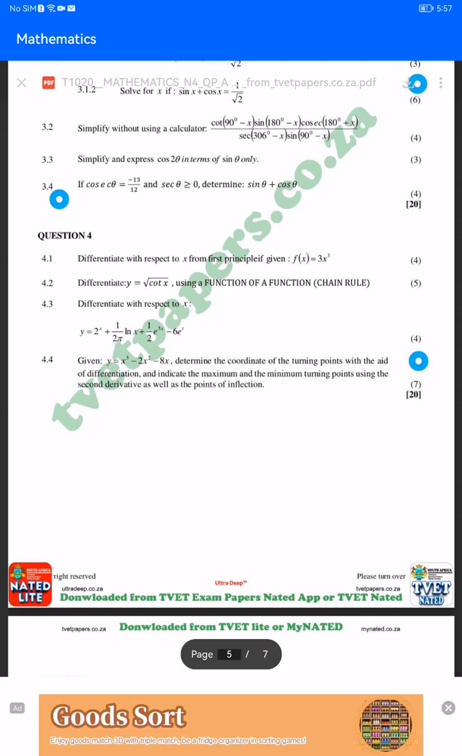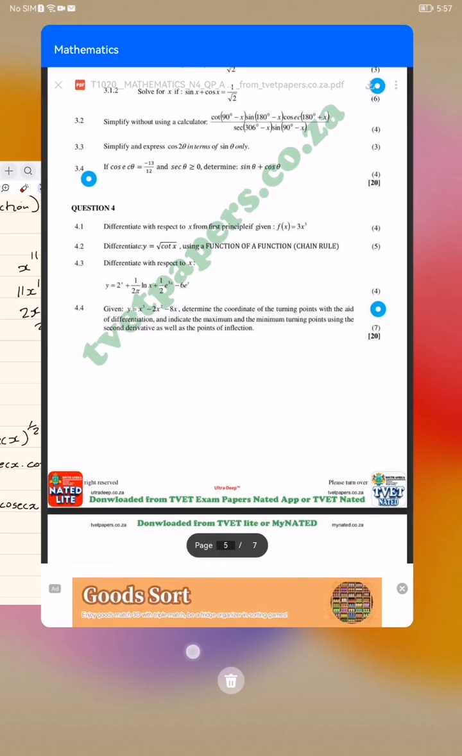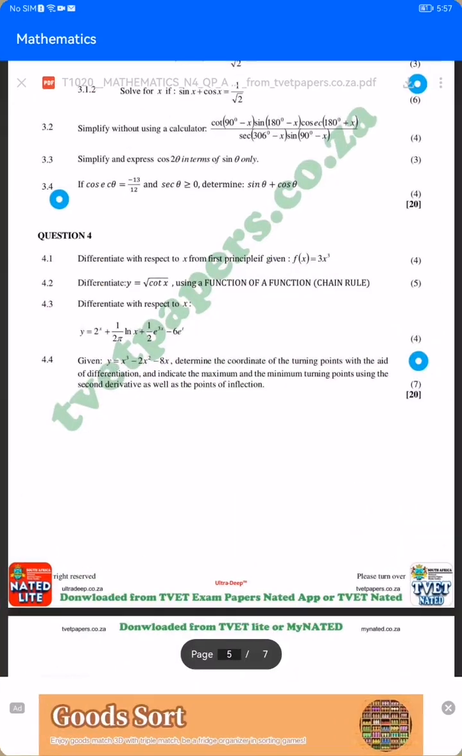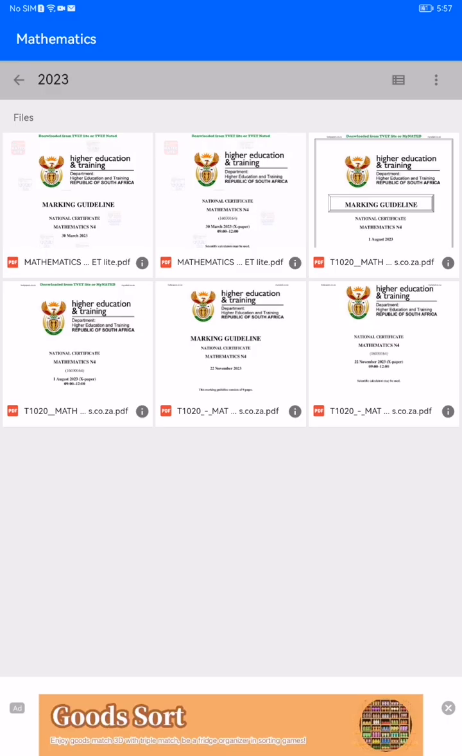Okay, we have it. Y equals the square root of cot. For question 4.2, it's 5 marks. If it's 5 marks, they're definitely going to do it like that. Let me not waste time. Let's get to the memorandum.